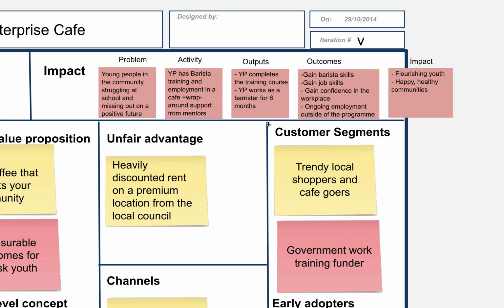So they gain barista skills, they gain job skills, they gain confidence in the workplace, they gain ongoing employment outside of the program. Those are the outcomes that we're going to try and create and measure, and they're going to lead to our long-term impact. So what's the thing that's going to happen long-term that we're aiming for, about 10 years out? Flourishing youth, happier, healthier communities, that's what's going to result from all of those outcomes being created over time. So that's our impact model.